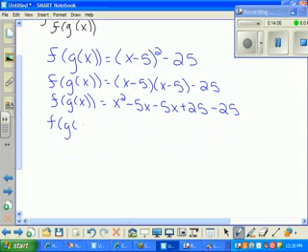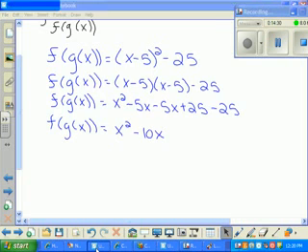Okay, f of g of x equals, when I combine my like terms, Bryn, what do I get? X squared minus 10x plus 25. And what happens to the plus 25 minus 25? So there's your answer. How many people got it right? Good. Okay, take out a piece of paper. This will go into your notes.